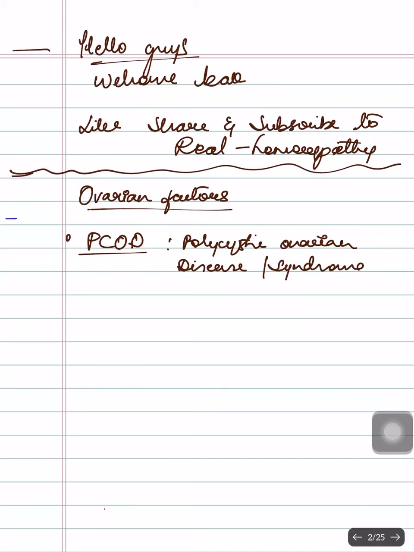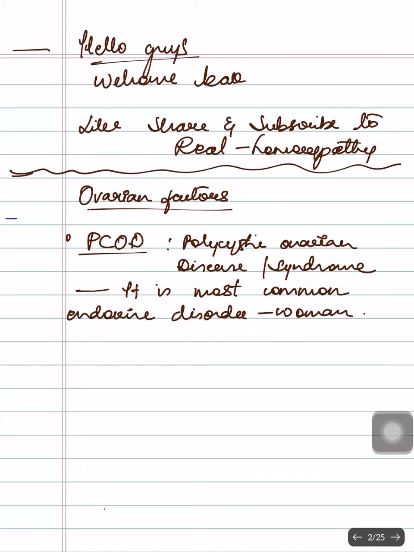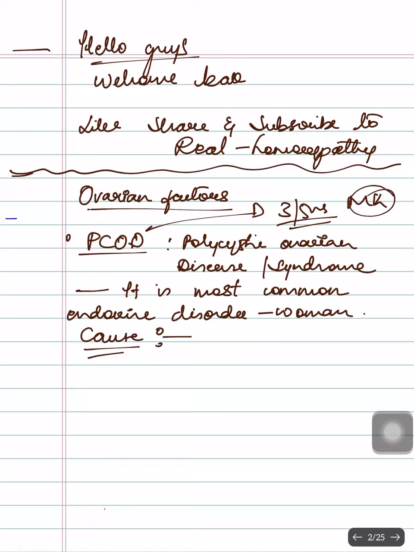So let's begin. PCOD, polycystic ovarian disease or syndrome as it is also called, is most commonly seen nowadays in every woman actually. Syndrome means where two or more symptoms are involved. This is the most common endocrine disorder in women of reproductive age. Young reproductive age women usually suffer from this PCOS, and it usually consists of 3 factors, which are amenorrhea, hirsutism and obesity, associated with enlarged polycystic ovaries.